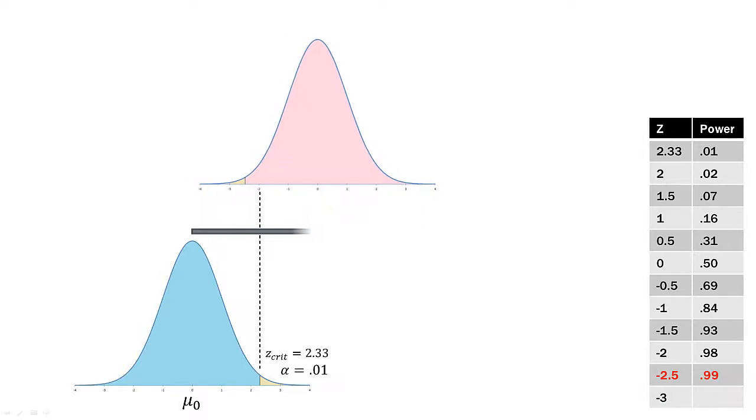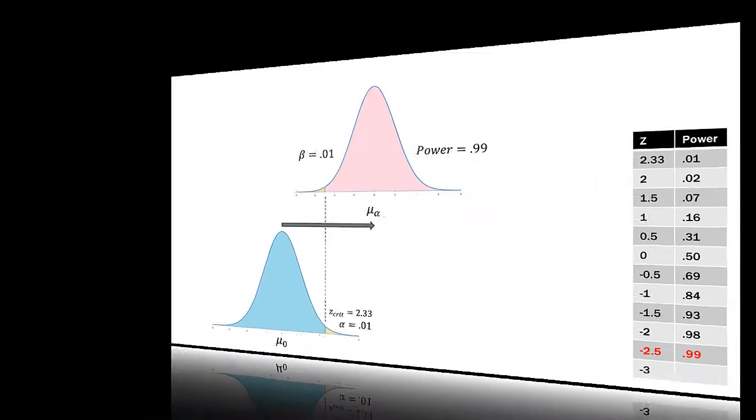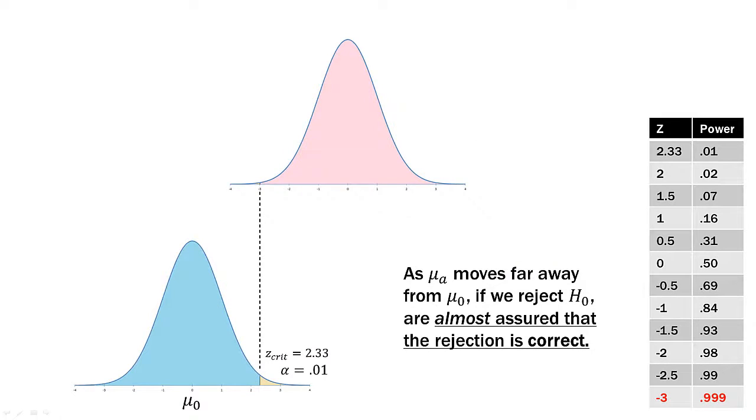Now we'll slide it all the way over to negative 2.5 z. And there our beta is 0.01, and our power is 0.99. And finally, we'll slide it all the way over to negative 3. So our beta is 0.001, and our power is 0.999.